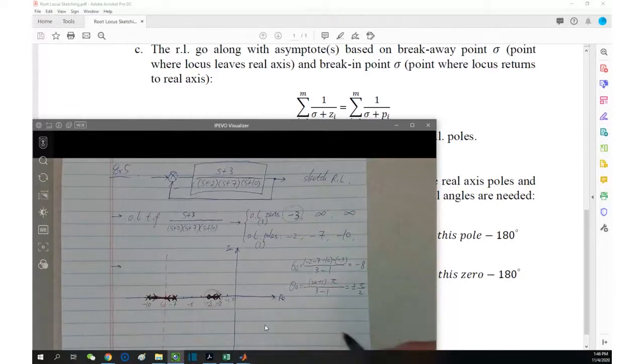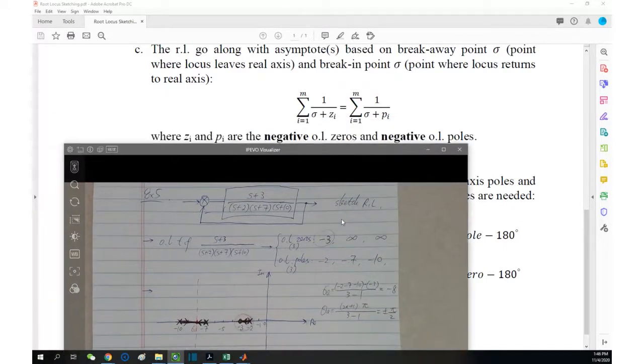For the breakaway point, this time I give you guys 1 minute to write the equation yourself. The equation formula is given here, and don't make the same mistake I made. Remember, here Zi and Pi are the negative of the open loop zeros and poles. Okay, go ahead. If you're able to, feel free to calculate the value as well.